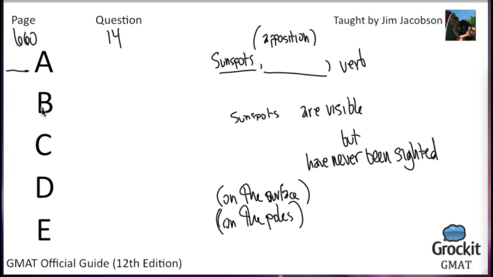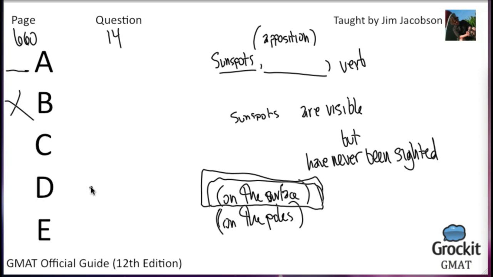So choice B, sunspots are visible as dark spots that have never been sighted on the surface of the sun. Well, how can they be visible if they've never been sighted on the surface of the sun? So this is what I was talking about. We have this modifying phrase on the surface of the sun, which is supposed to modify sunspots. But if we put it after the verb have never been sighted, it sounds like we have things that are visible, but nobody's ever seen them. Well, how do we know that they're visible? We don't. So choice B is not the right answer. That's enough to eliminate choice B.